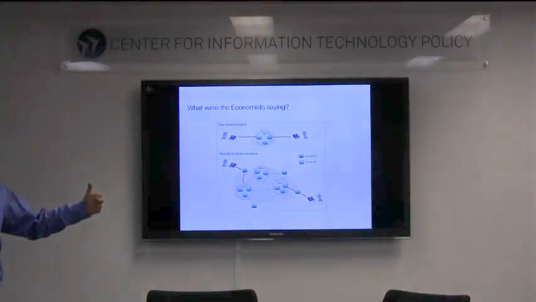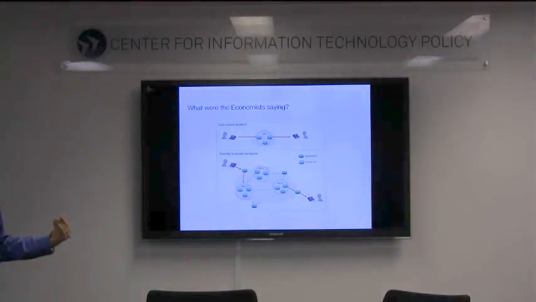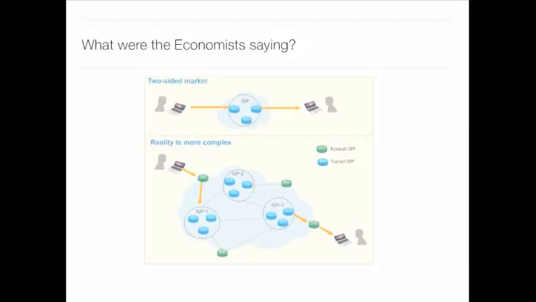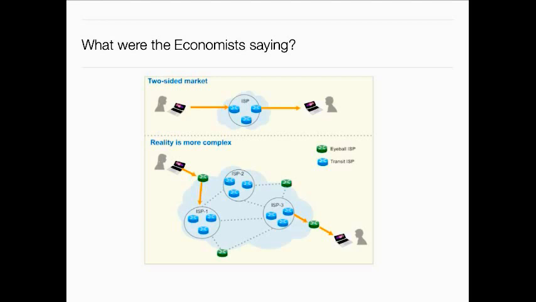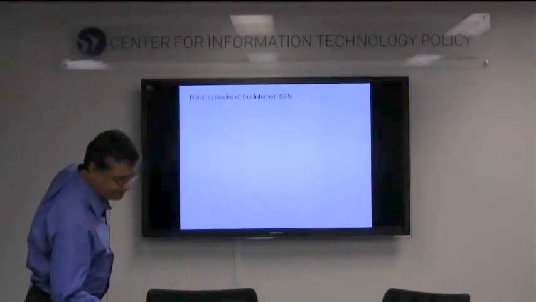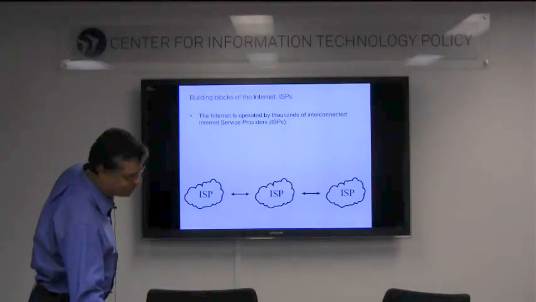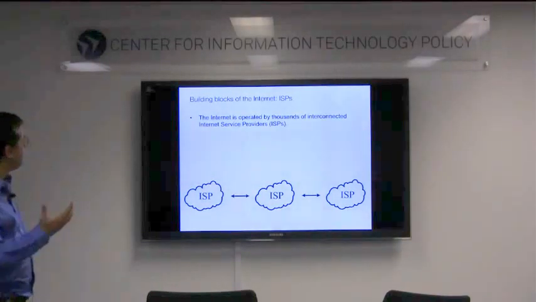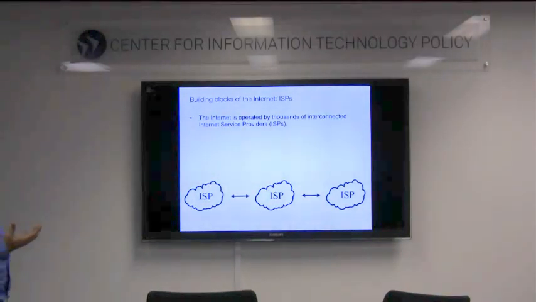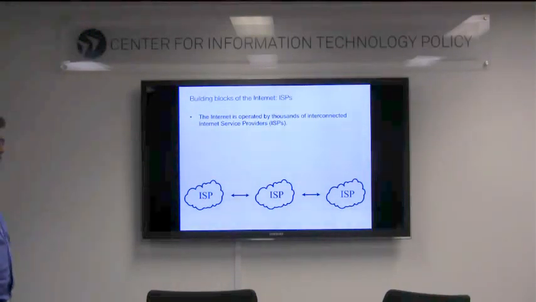Between users and content providers, there are hundreds of ISPs. So just having this simple two-sided market formalism really doesn't work in trying to understand the problem. So we said, okay, let's try to model this a bit more carefully than had been done so far. So that led us to trying to think how do these ISPs work, and the internet is operated by these thousands of ISPs.